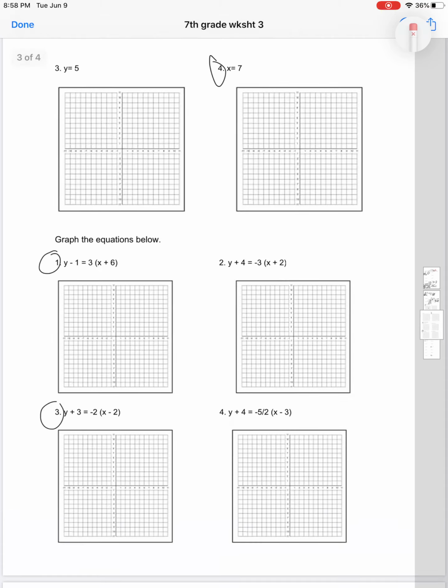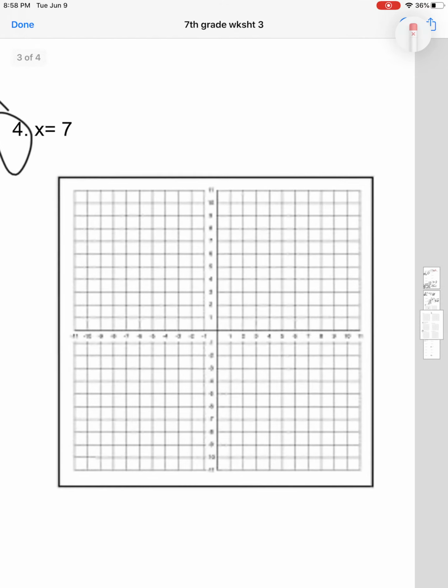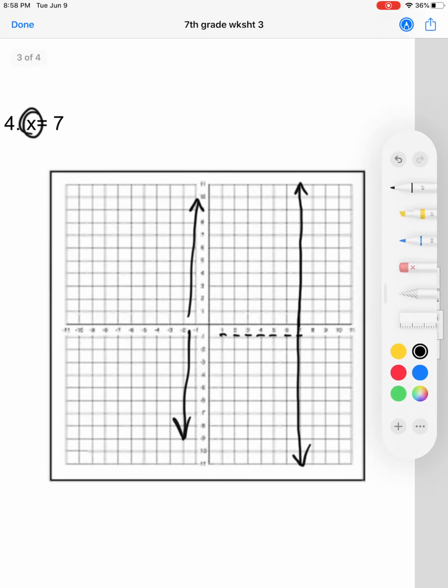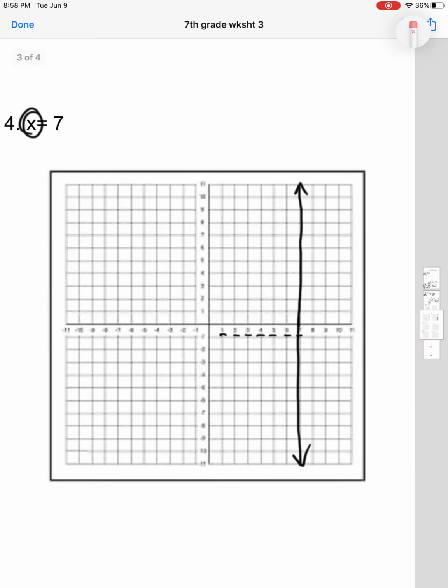Moving on. X is equal to 7. Basically the same thing as y equals 1, except that this time we're dealing with x. X, right? So you can see 1, 2, 3, 4, 5, 6, 7. Now, when it says x equals 7, that means no matter what, x will always stay 7. So if y increases or y decreases, no matter what, x will always be 7. And that's how you draw that graph.